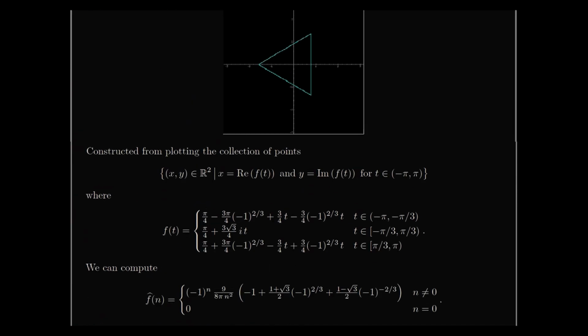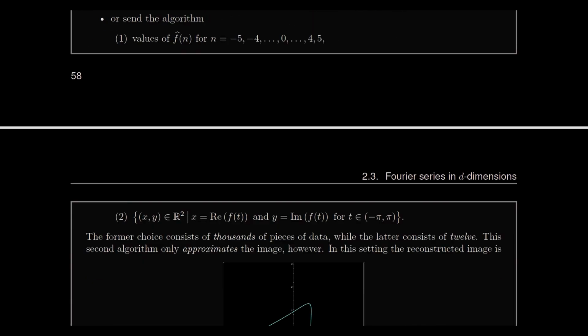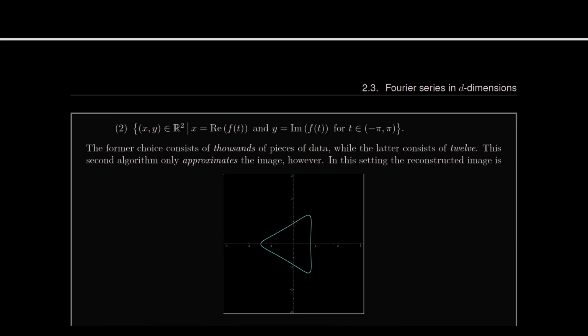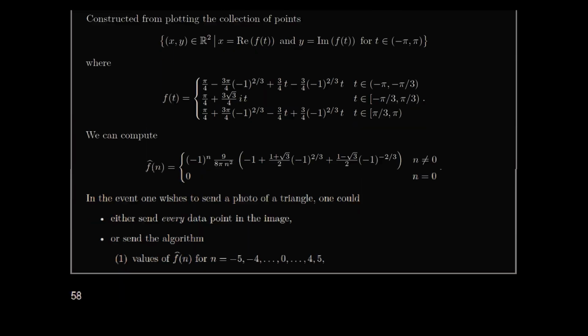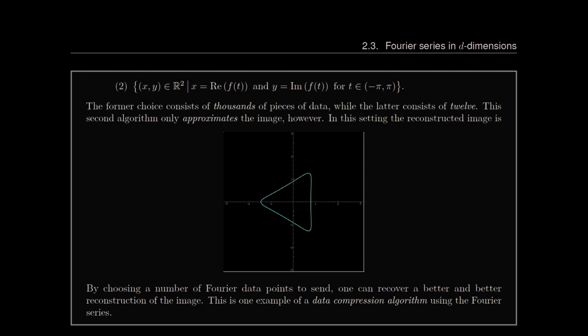So the following image is not exactly the image we started with, right? The corners have been a little bit rounded, but we're pretty darn close after only 11 points of data. And so you could choose 100 points. 100 is still less than uncountably infinitely many. And after 100, you would get sharper and sharper corners, and you'd be approaching the actual image pretty quick.